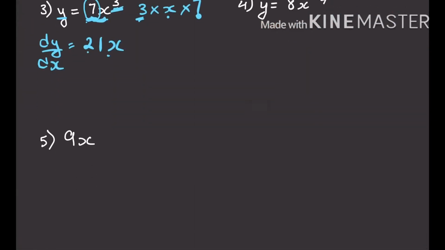And we're gonna subtract 1, so which is 2. So this is our answer, 21x squared. Yeah? This is just how simple it is. There's nothing complicated about it. Let's go to our fourth question.